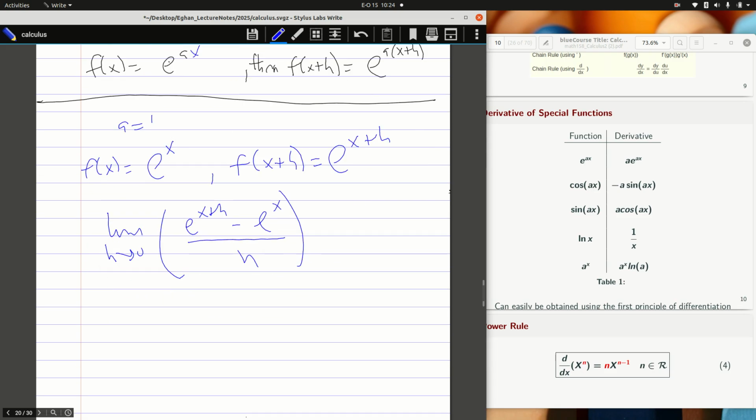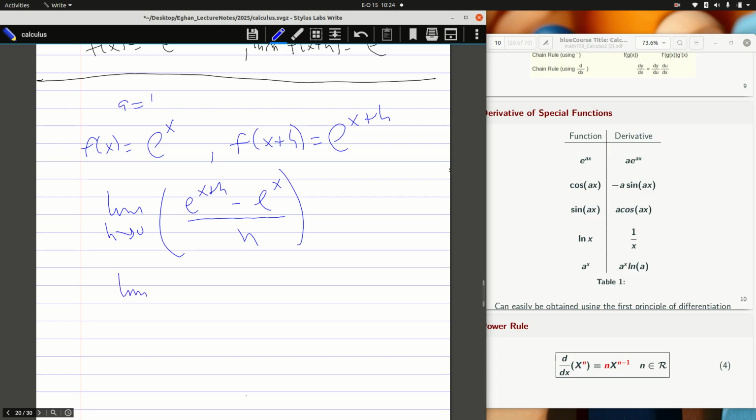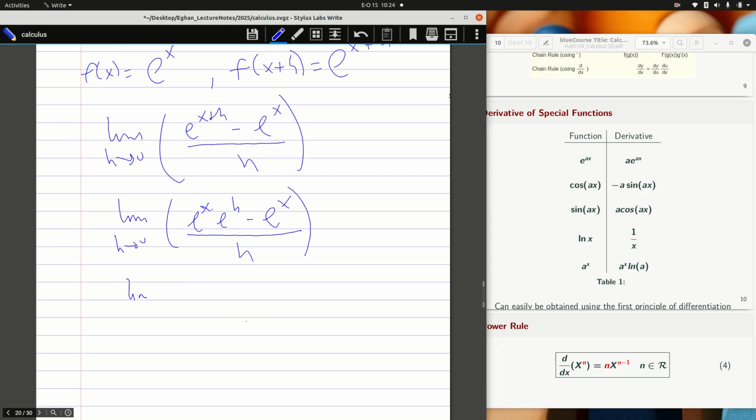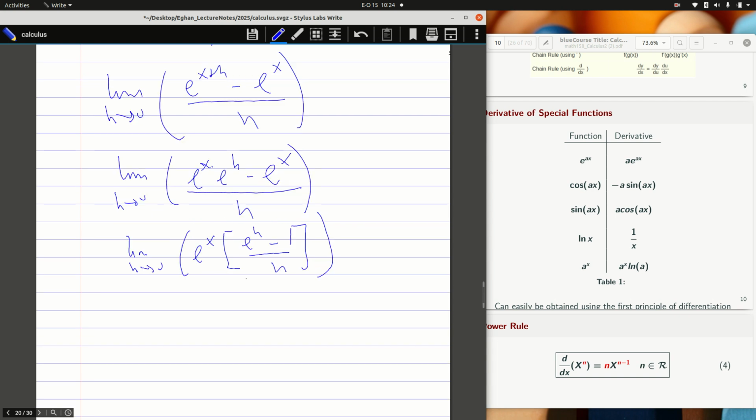By indices, you know you can do something to this. By indices, if they are adding in the power, it is simply multiplying, and if they are multiplying, it is simply addition. What can I do from here? I can factorize my e to the power x out and have (e^h minus 1) all over h. So it's as if I have the limit as h approaches 0 of e^x, multiplying the limit as h approaches 0 of the other part of the expression.